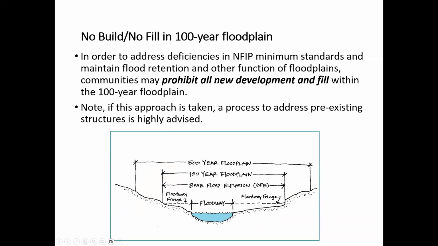So, some communities do have a prohibition on all new development and fill within the 100-year floodplains. Jeffersonville is an example of this. And I think when you get into Chittenden County and Franklin County, there are more communities that have no build, no fill in the 100-year floodplains. This is simply that new development is not allowed, and fill is not allowed within the 100-year floodplain.